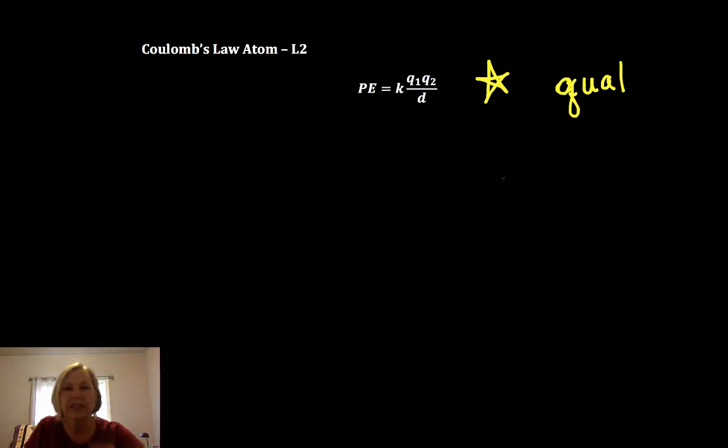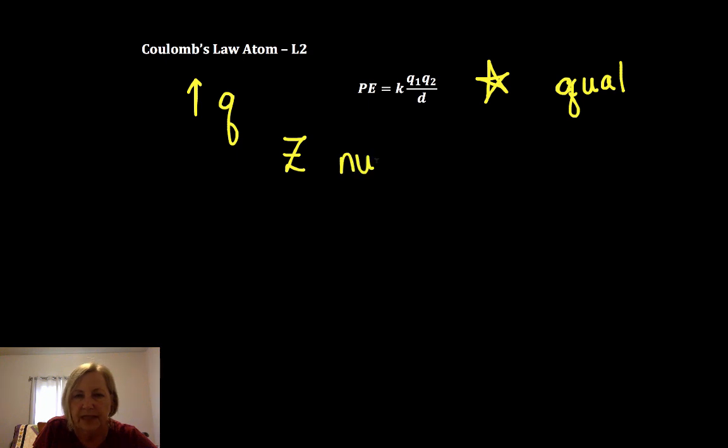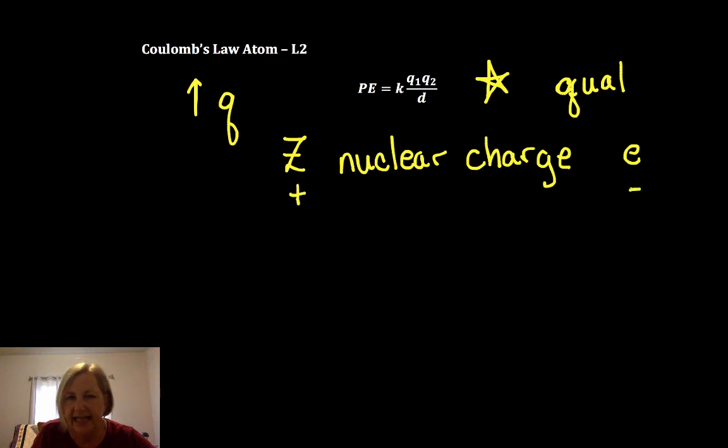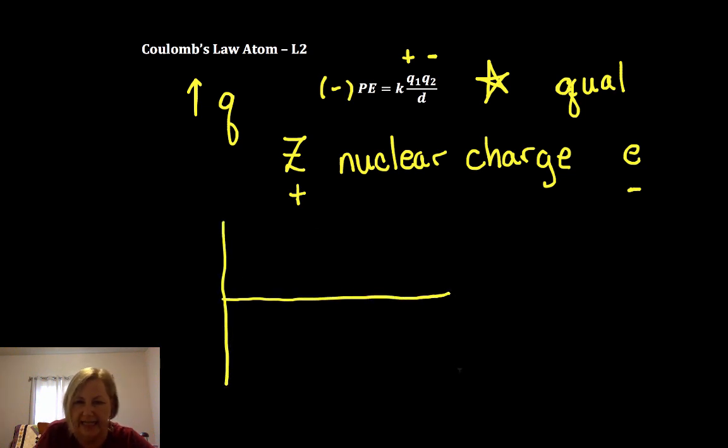From that perspective, what we want to look at is that as you increase charges, in this case, we have the charge on a nucleus, so that's the nuclear charge, compared to the charge on an electron. So we have a positive and a negative. As you increase charge, and since this is positive and this is negative, you're going to make the potential energy increasingly more negative.